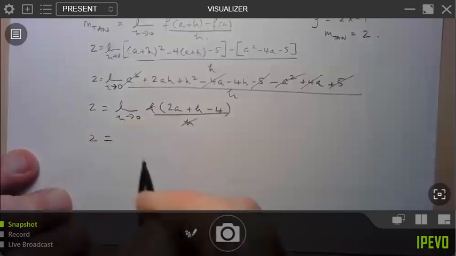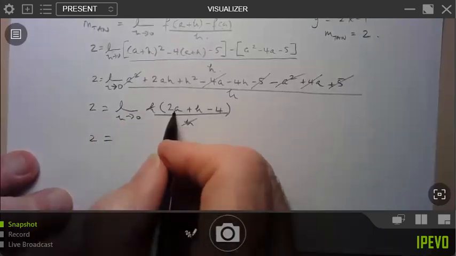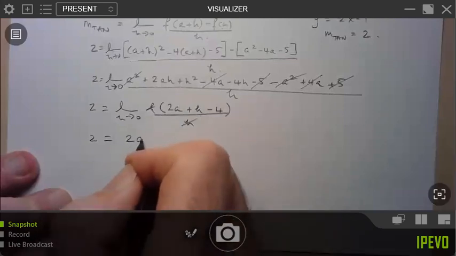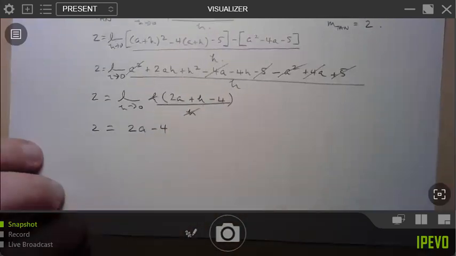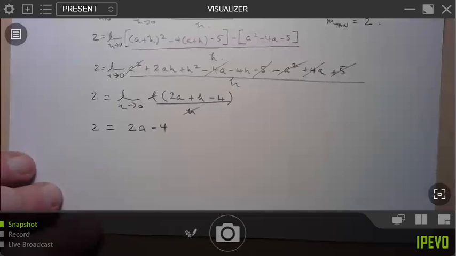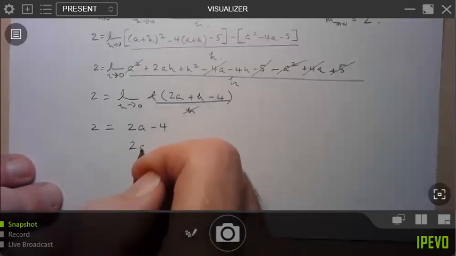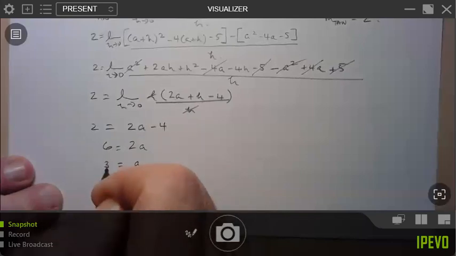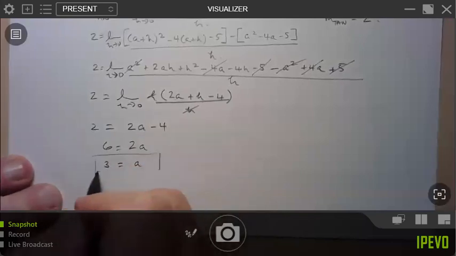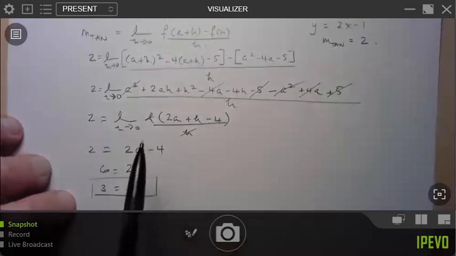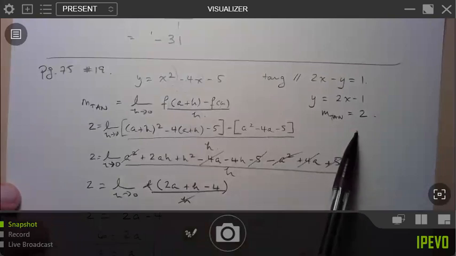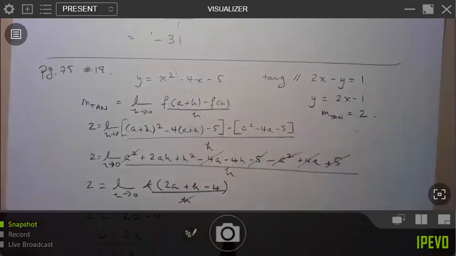So we have 2 is equal to 2a plus h minus 4, so the 2a and the 4 don't change, but the h approaches 0. And lo and behold, we have a nice, easy equation to solve for a. 2a equals, I guess this is 6. So a is equal to 3. So this function at x equals 3 is going to have a slope of 2, parallel to that line there.